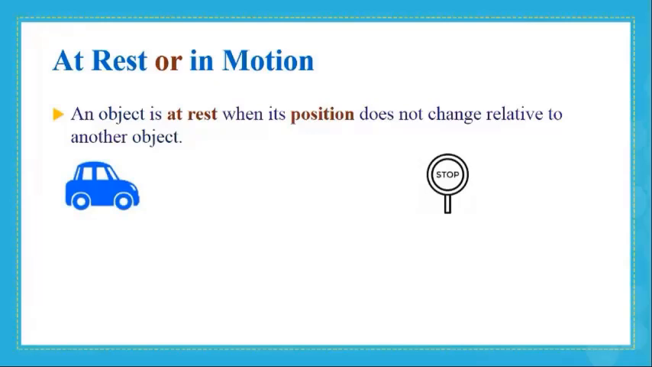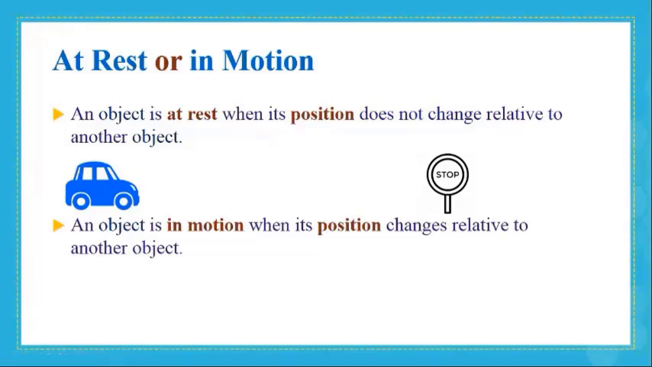Look at the blue car. It's at a certain position behind the stop sign. With time, it's still in its location, still in its same place, still in its same position behind the stop sign. So the position of the blue car is not changing with respect to the stop sign. That's why the blue car is said to be at rest with respect to the stop sign.